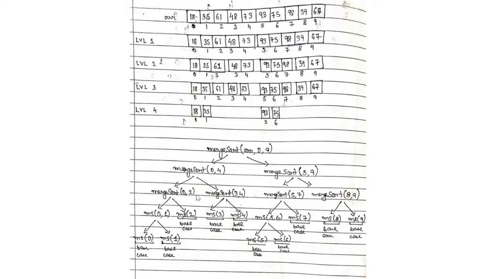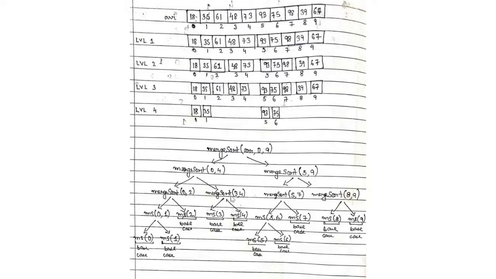Then the answer to merge sort 0, 2 would be obtained by merging the arrays 18, 35 and 61. So we would be merging them. And what is the merge step? Again, merge both the arrays to create a new sorted array. When we merge both of these subproblems, we get a new sorted array of 18, 35, 61.